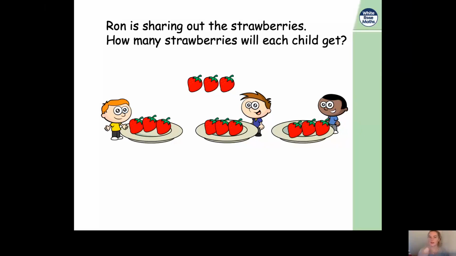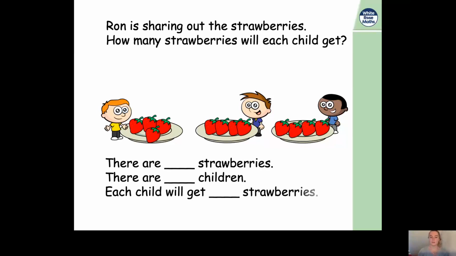And finally, we've got some strawberries left. So let's give everybody 1 more. And there we go. We've got no strawberries left. We've shared them all out. And how many does each person have? Well, the first person has 4 strawberries. The second has 4. And the third child has 4 strawberries as well. So therefore, we can say that we started with 12 strawberries and there are 3 children and each child will get 4 strawberries.